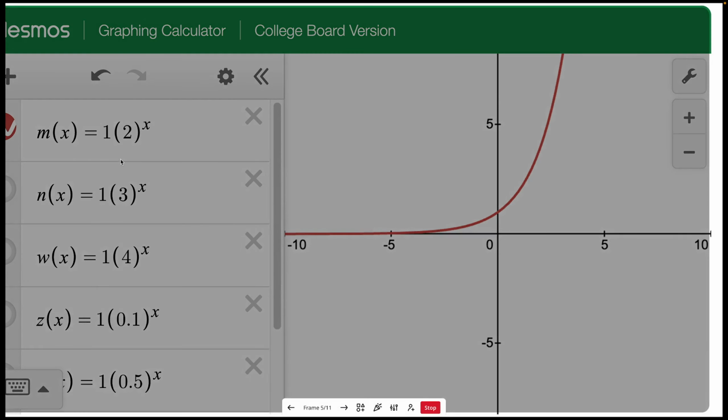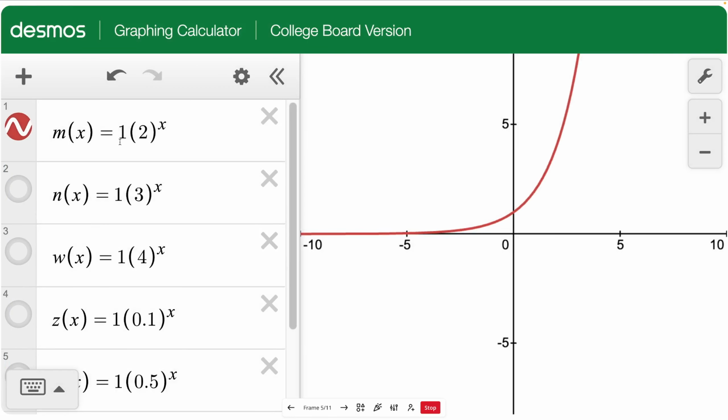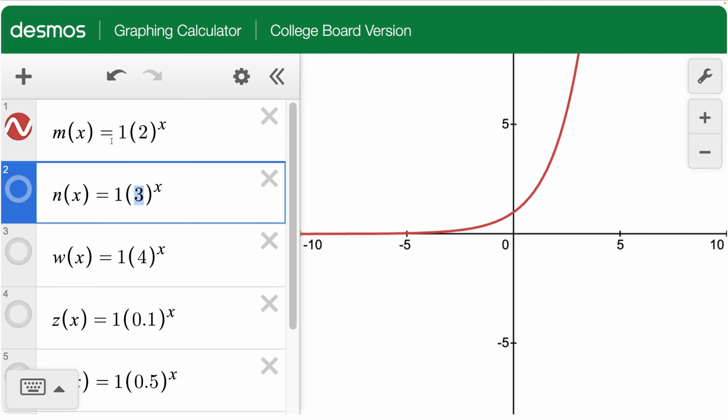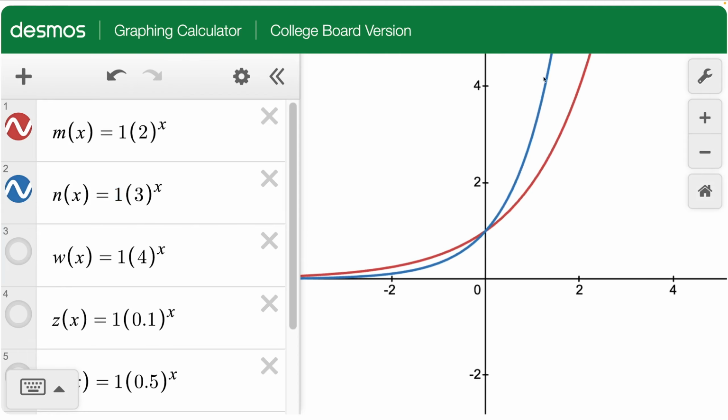What happens if we change the number inside of the parentheses? Let's move this a little bit. Okay. So here's what we start with. Okay, 1 to the x. And now let's change the number inside the parentheses. Keep the number in the front the same. All right, so if we change it to a 3, the y-intercept doesn't change, but now it looks a little bit steeper. All right. What happens if we change it to 4? A little bit more steep.